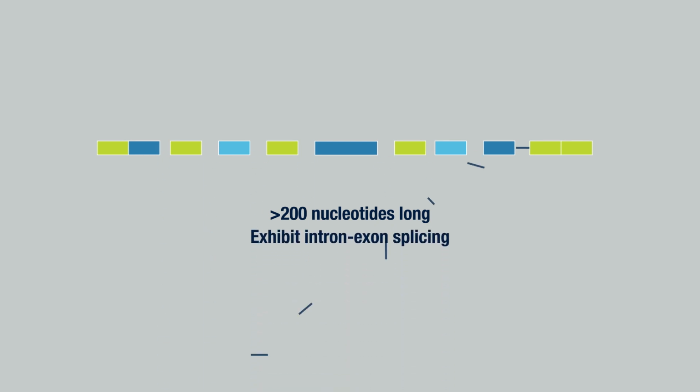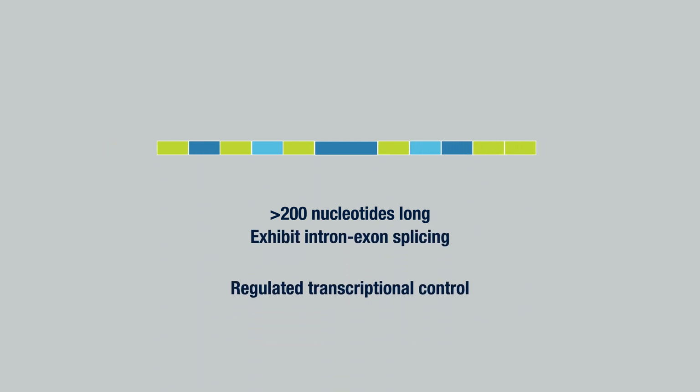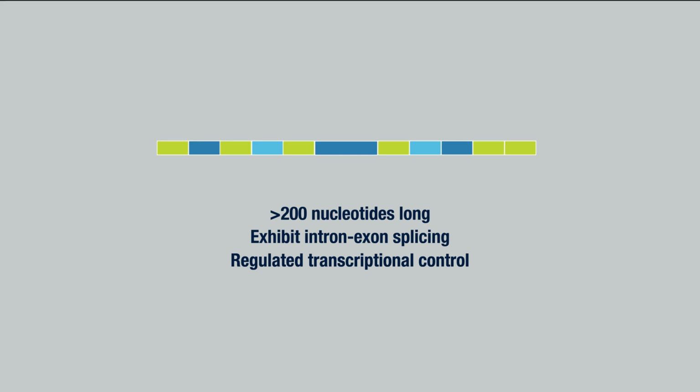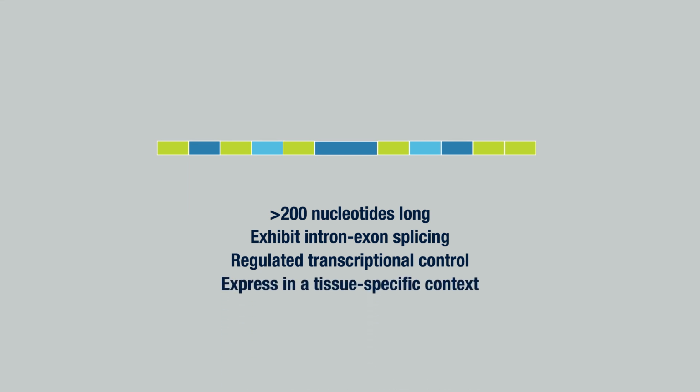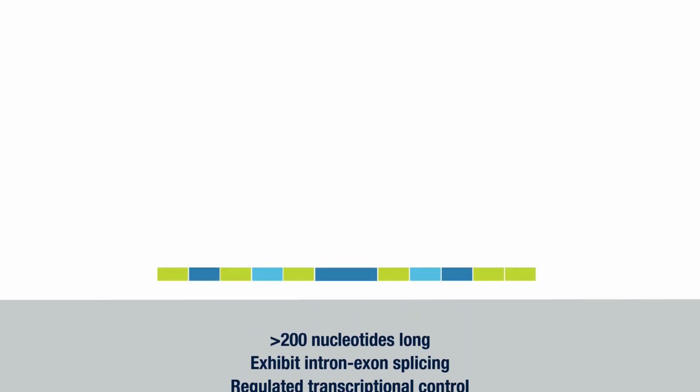But what defines long non-coding RNAs? lncRNAs are classified as transcripts over 200 nucleotides in length and share many traits with their protein-coding mRNA cousins, such as exhibiting intron-exon splicing, regulated transcriptional control, and being expressed in a tissue-specific context.